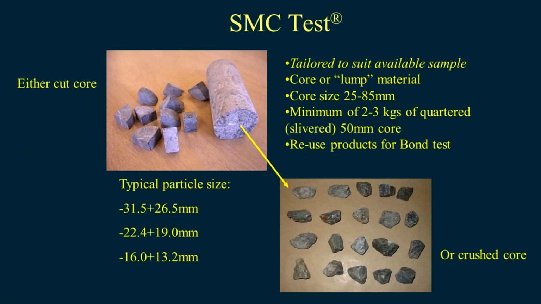The test can either use the core, which is cut up using a diamond saw, and that uses the minimum amount of material. It's very economic in material. Or you can crush that core and use crushed rock. You need a little bit more sample than that. There are 3 different size fractions you can use, and that will be dictated by what, as the mining company, you have available, and also the amount of sample.